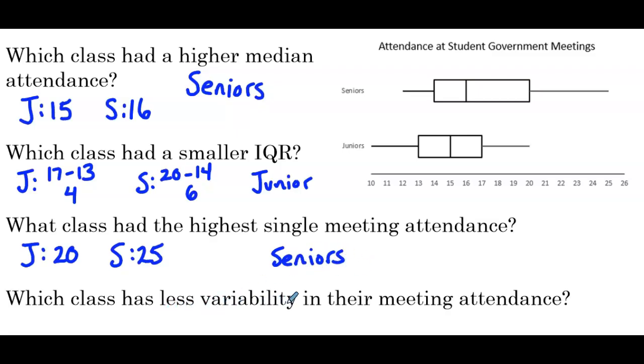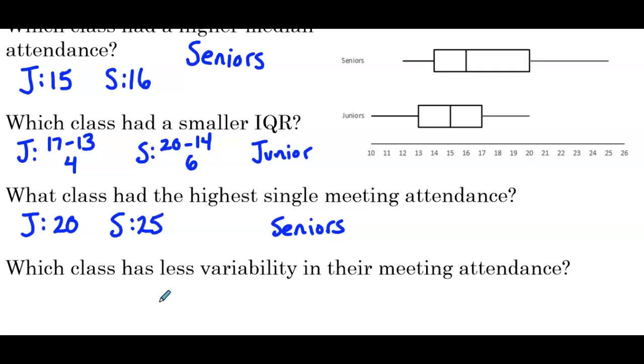And then which class has less variability in their meeting attendance? So variability is asking about the spread of the data. So less variability, we're looking for the data set that's more compact, more data in a smaller interval. So for these box plots, a good way to determine that would be to compare their IQRs, their interquartile range. So for the junior class, they have a smaller interquartile range than the senior class. So that means that the data set for the juniors is less variable. Okay, so the juniors, and there's a lower IQR.